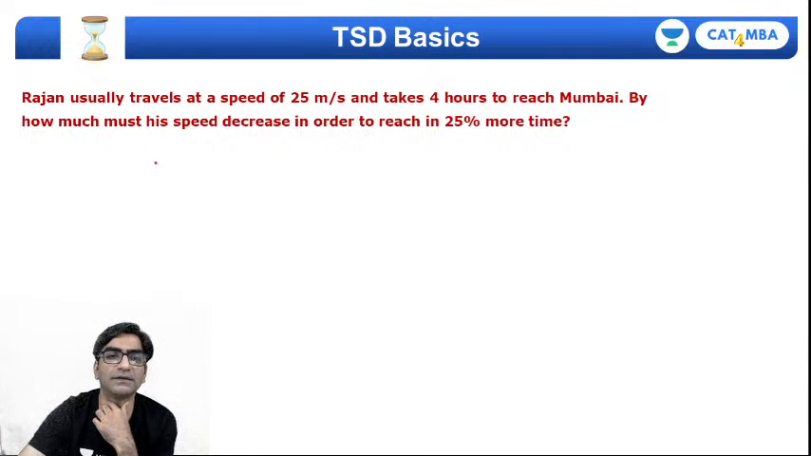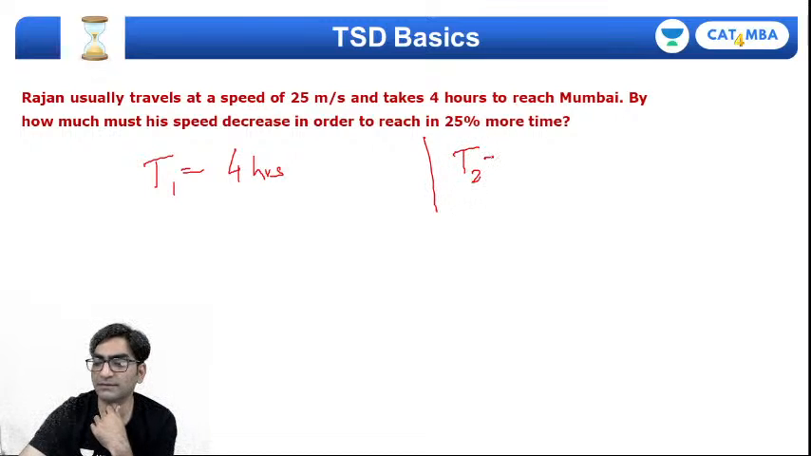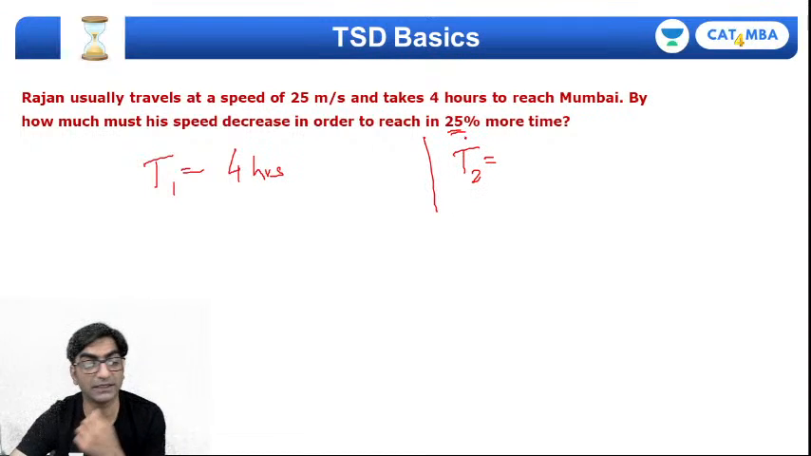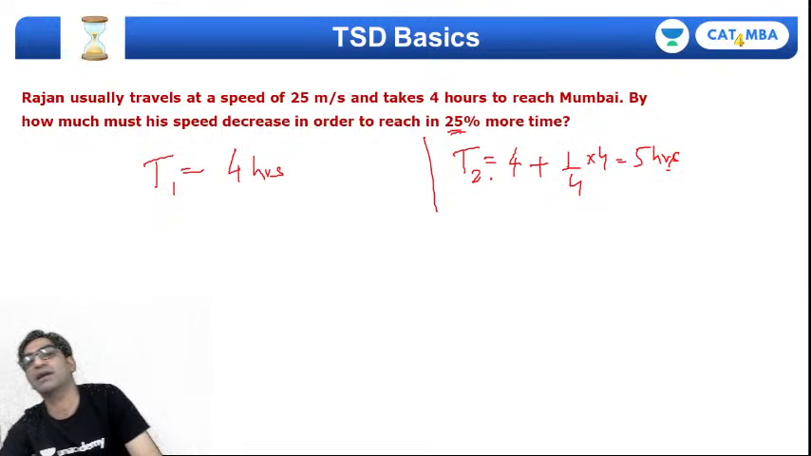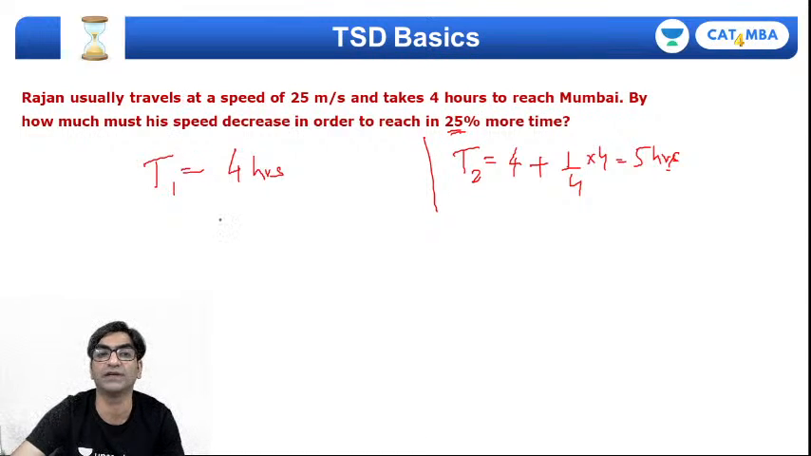So you know that time taken is 4 hours. Let's say usual time taken is 4 hours. Today, you want to take 25% more time. What do I want? I want time taken to be 4 plus 25%, which is 1/4. 4 plus 1/4 of 4, that's 5 hours. So I want to take 5 hours, but I want to travel the same distance that Rajan usually does, right? So the distance that Rajan usually travels.